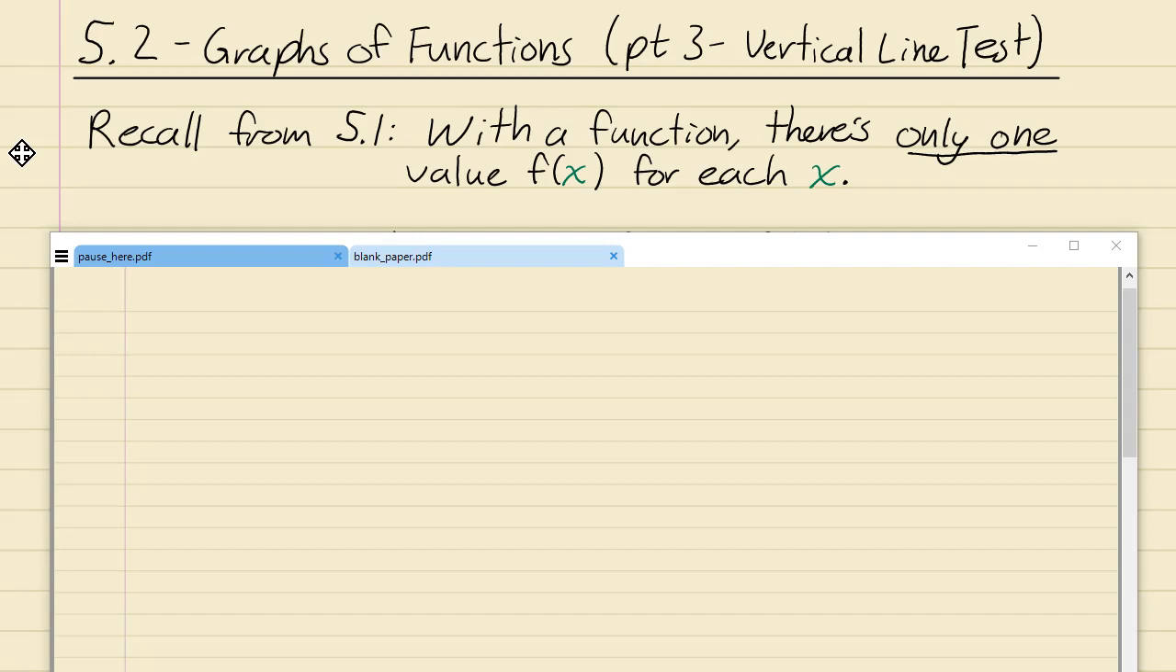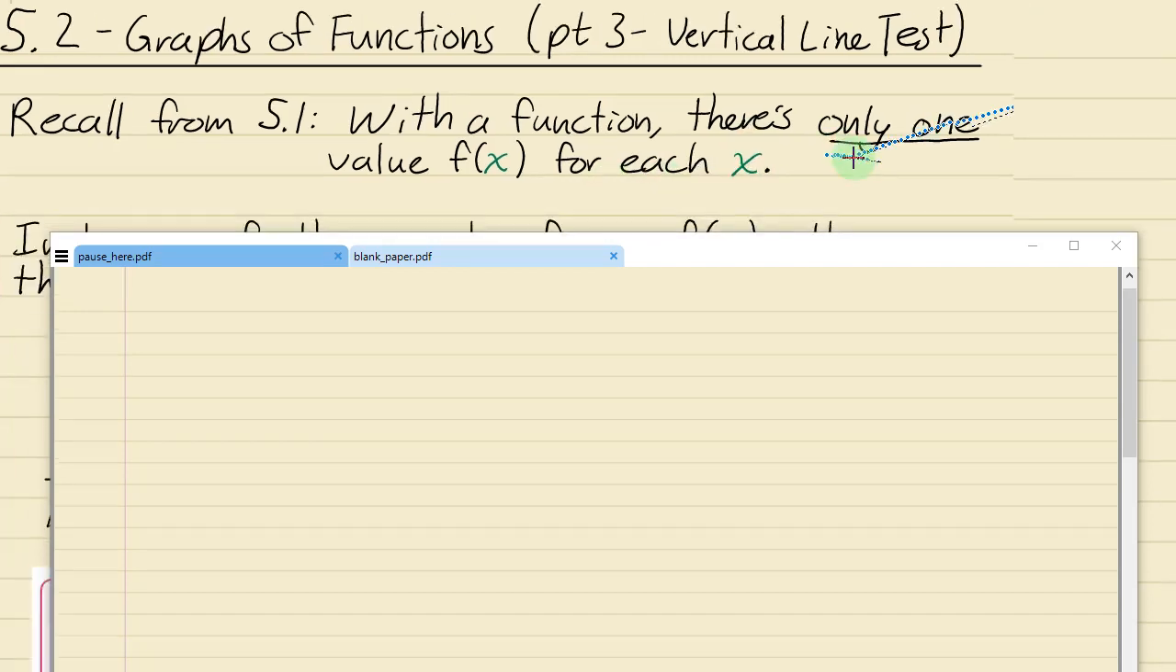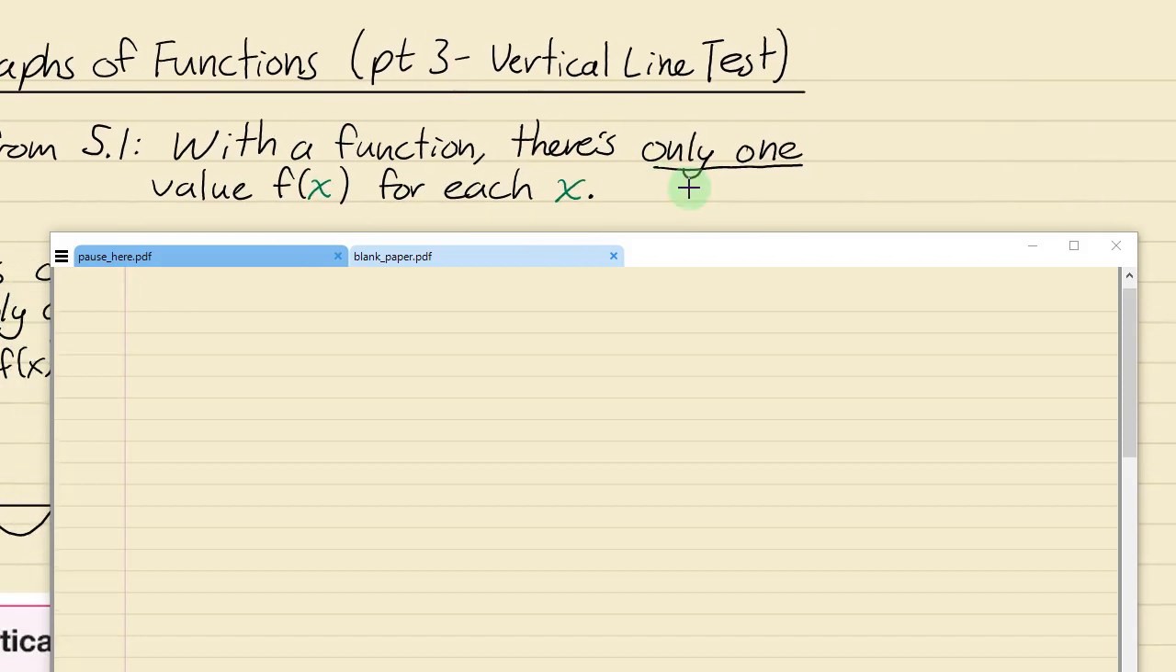There must be only one value of f of x for any particular value of x that you plug in. So, for example, if you have something like f of 3 equals 7 and f of 3 also equals -7, that means this notation doesn't really make sense. This is not a function because you're getting two different outputs for the same input.